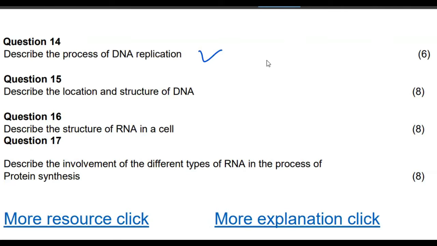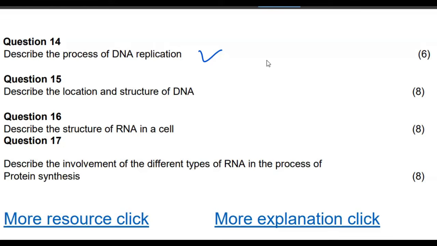Then number 2, describe the location and the structure of DNA. Here I explained the structure of DNA at the beginning. In most cases, it is given 6 marks. And then location, we have 3 locations: nuclear DNA, mitochondrial DNA, and chloroplastic DNA.